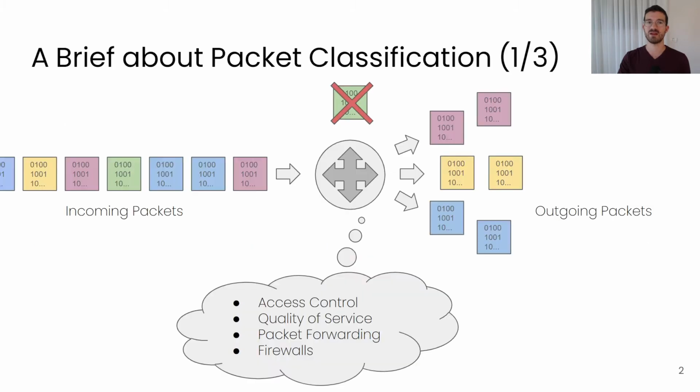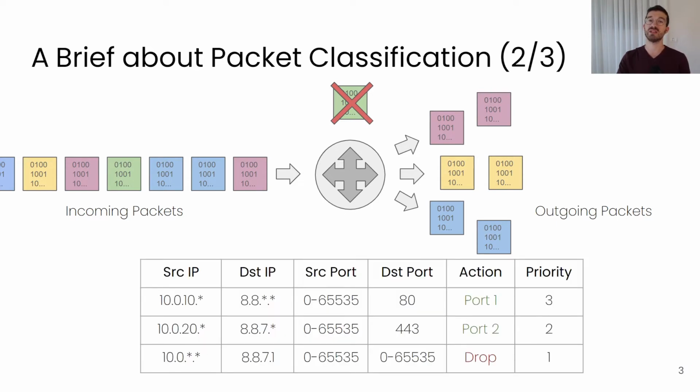Israel. Network functions such as access control, quality of service, packet forwarding, firewalls, and many more classify packets in everyday life. Packet classifiers look at the header of each packet and decide what to do with it according to a set of rules, each with several fields such as source and destination IP addresses, source and destination ports, IP protocol, and more. For instance, OpenFlow 1.4 supports matching up to 41 distinct header fields.